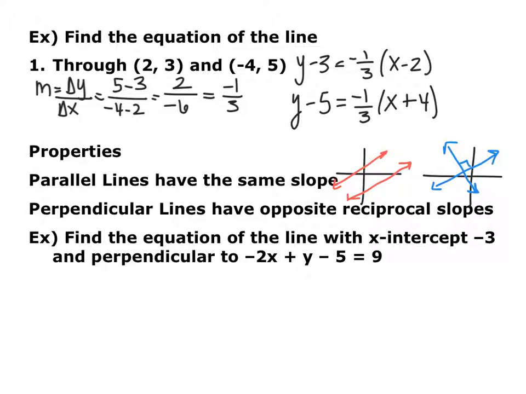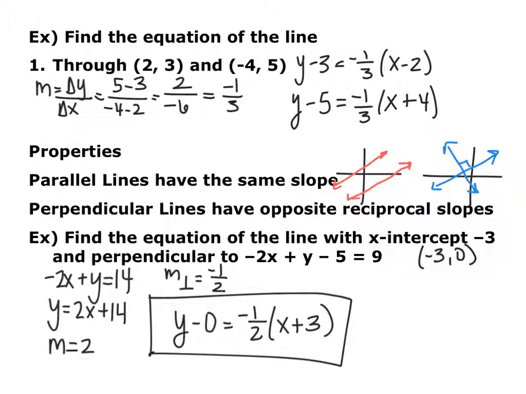So now I want you to pause the video and find the equation of the line that has an x-intercept of negative 3 and is perpendicular to this given line. So I solved for y in this given equation and got y equals 2x plus 14. Off of that, I could read that the slope of the given line is 2. But I want a line perpendicular to this given line, so I want the perpendicular slope. Opposite, positive becomes negative, reciprocal, 2 becomes 1/2. So my new slope is negative 1/2.